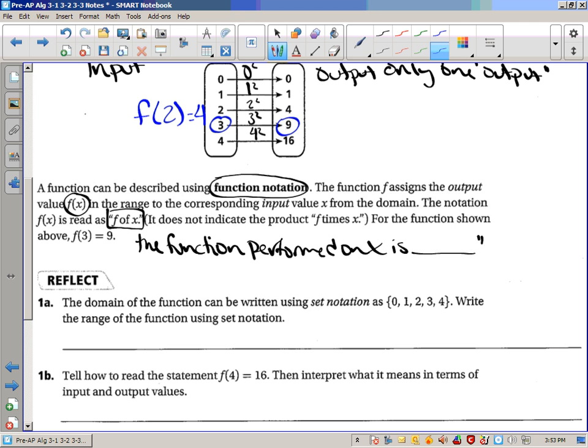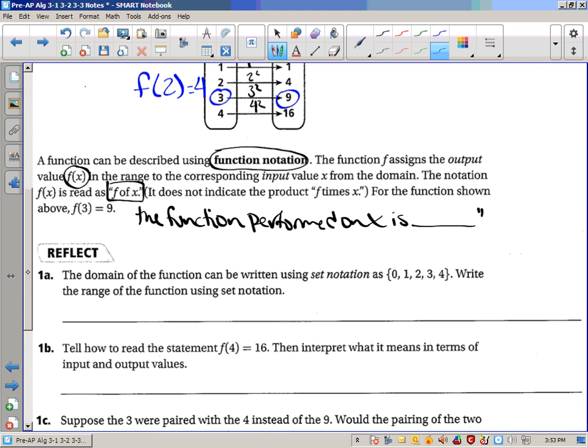So that's one way that you can write or show the connection between the input and the output of a function. Now what they're going to show us in Reflect 1a is reminding us of set notation. We used set notation when we did inequalities. But this is a lot simpler than the set builder notation we were using earlier. It does use the curly brackets, but here we just list the numbers: 0, 1, 2, 3, 4. If I want to give the range in set notation, I would do the same thing, just use the output values, the range values.